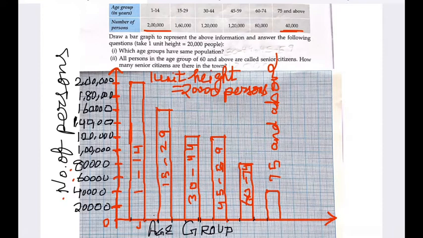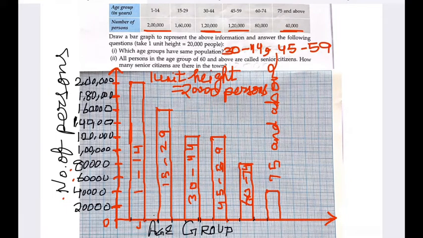Now the question is, which age groups have the same number of population? Which ones have the same number of population? As you can see, this and this have the same number of population. So this is 30 to 44, 30 to 44 and 45 to 59.